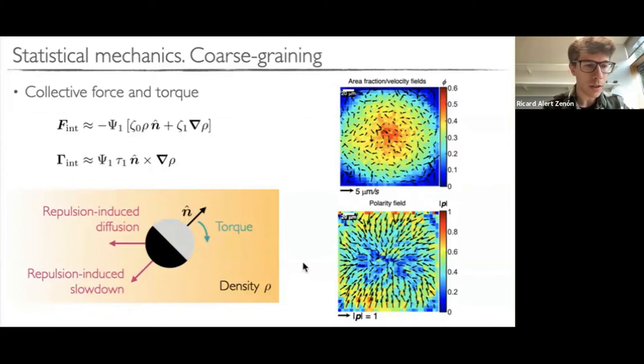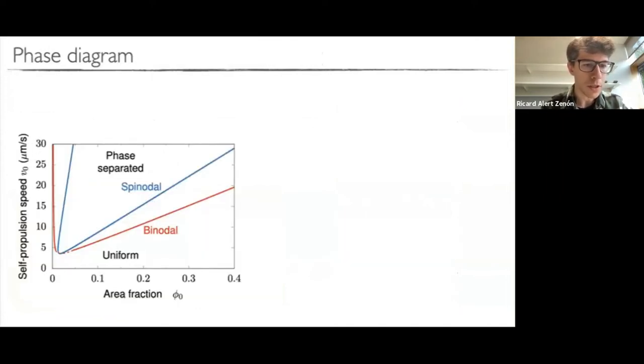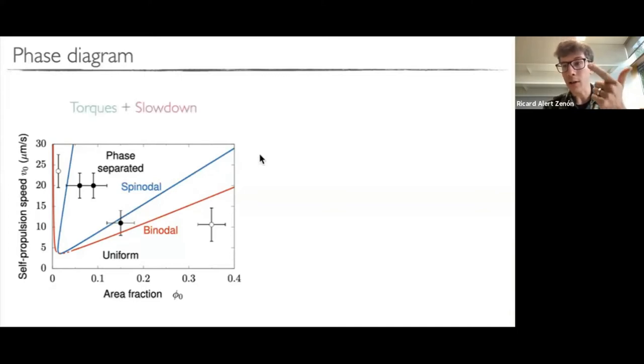And so here's what we got. This is in terms of the self-propulsion speed and the density of particles. And so what we predict is that there's going to be phase separation in this region of phase space. And indeed, in the experiments, we observe phase separation precisely here, as in the predictions. And these predictions include both the effects of the torques and the slowdown. So what we already had in the traditional motility-induced phase separation, the slowdown effect, but then additionally, the torques that I have introduced. And this is how we get this phase diagram.